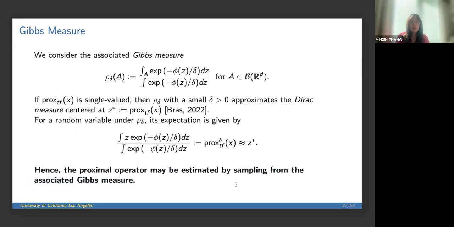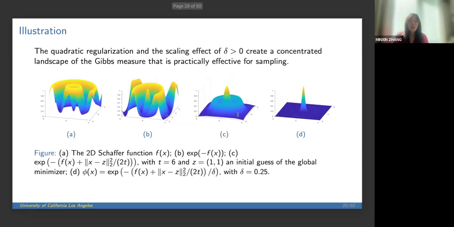And so why do we want to consider its Gibbs measure instead of directly solving the proximal operator as an optimization problem? One reason is that if you consider a standardly used optimization algorithm like gradient descent, then it can easily get stuck at a local minimizer rather than the global minimizer that we are looking for. And the other reason is illustrated in this picture here. It's because the landscape of this associated function actually allows efficient sampling from this Gibbs measure.